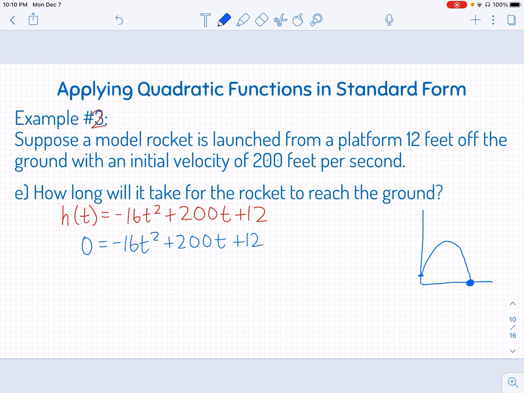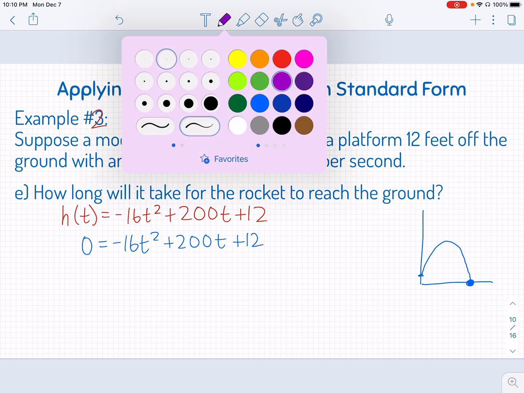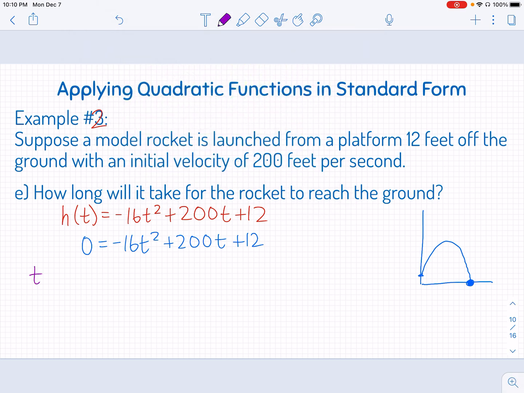So there probably aren't factors of negative 16 times 12 that add to equal 200. I could complete the square, but it might result in some pretty big numbers. I can't use square roots because I have a b term, but I could use the quadratic formula. I could say t equals negative b plus or minus the square root of b squared minus 4 times a times c, all over 2a.